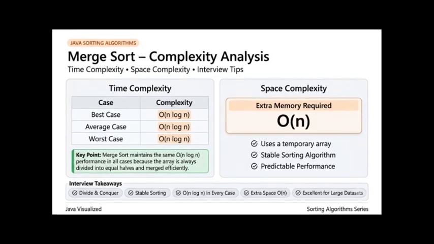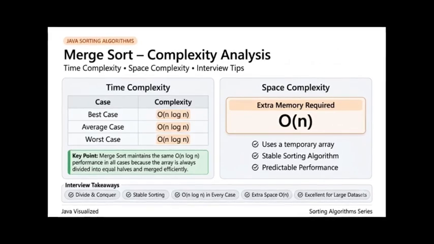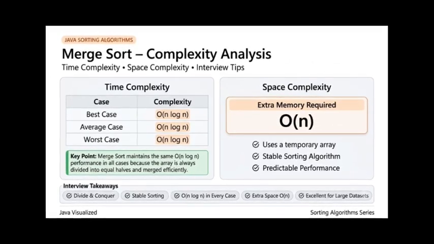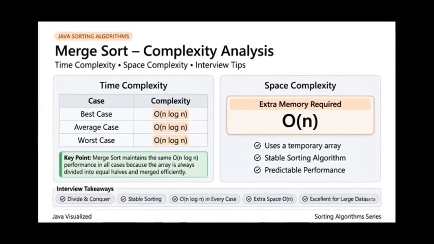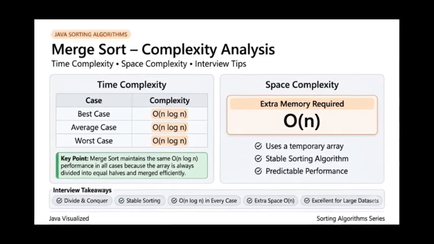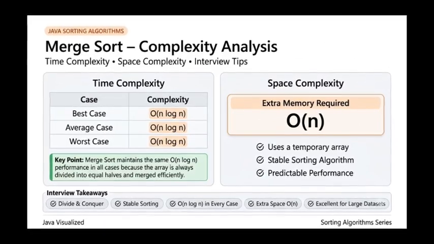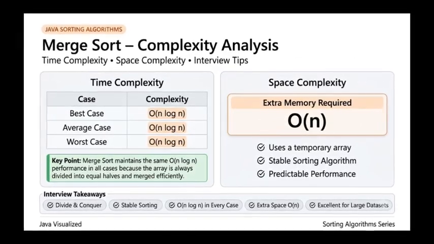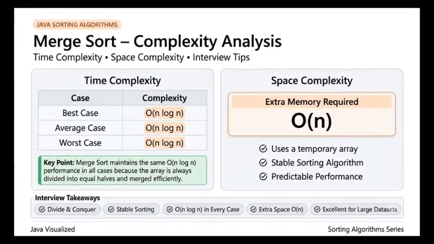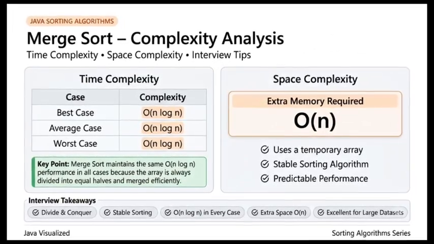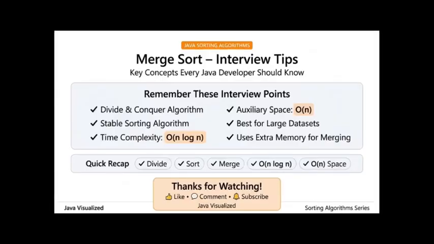One of the biggest advantages of mergeSort is its predictable performance. The best case, average case, and worst case time complexities are all O of n log n, because the array is always divided into equal halves and merged back together. However, mergeSort requires additional memory for temporary arrays, so the space complexity is O of n. This extra memory is the trade-off for its guaranteed performance.